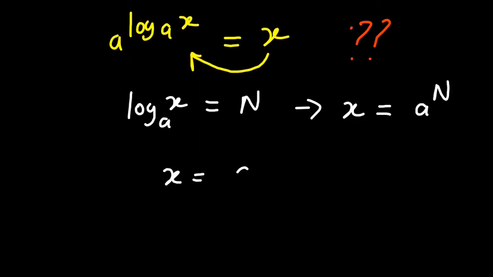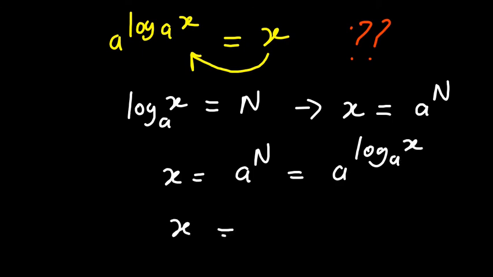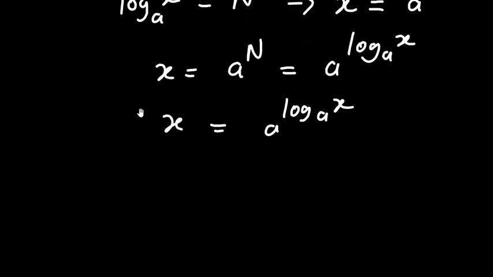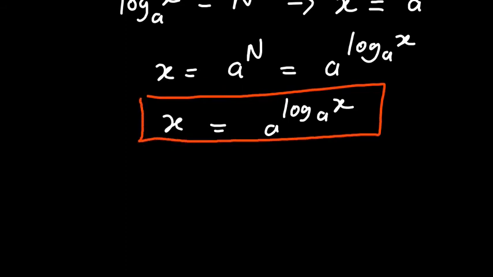So x is equal to a to the n, which is the same as n being log base a of x. So we can say x is actually log base a of a to the x, which is still the same thing.